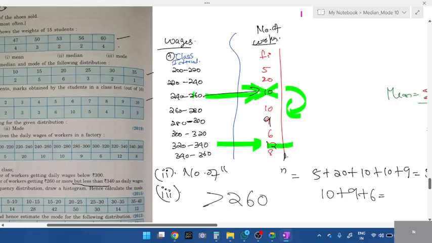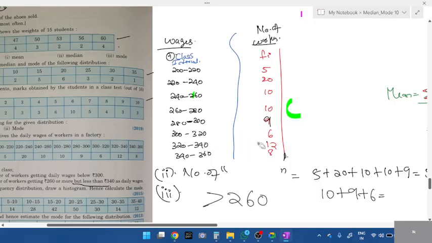So these are the four numbers you have to take. 9 plus 10 plus 6 plus 12. 9 plus 10, 19, 6, 25. 25 plus 12 is 37. Understood, Joanna?